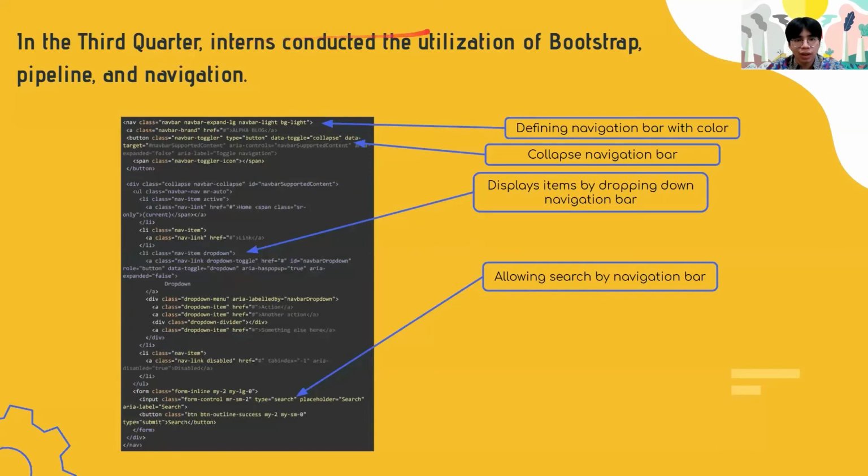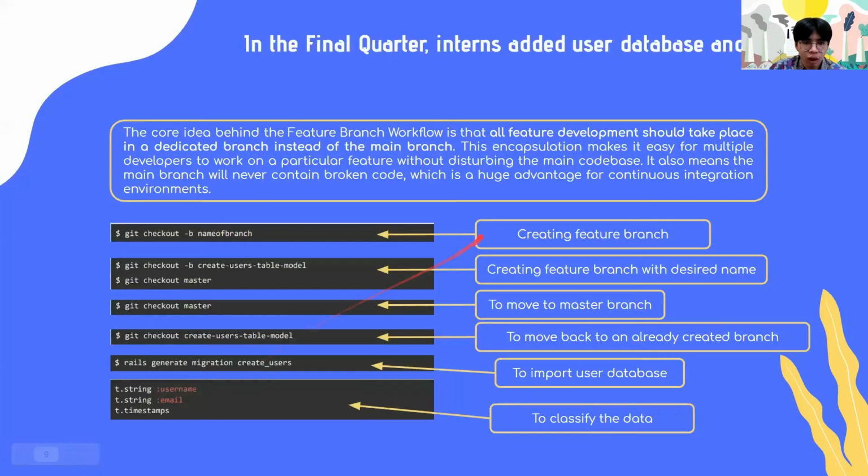Okay, in the third quarter, so here in the second part, we learn a bit of HTML. This is just the formatting of the navigation bar. So it gives the options of this navigation bar, and what the color will be, and what the items will be when the navigation bar is dropped down. And then, of course, we also allow search by the navigation bar written here. Okay, so in the final quarter, interns added user database and validation.